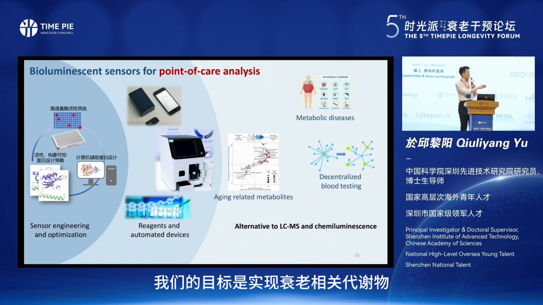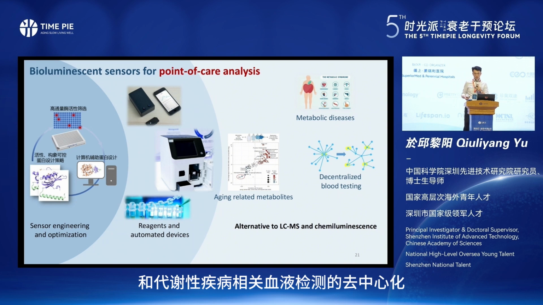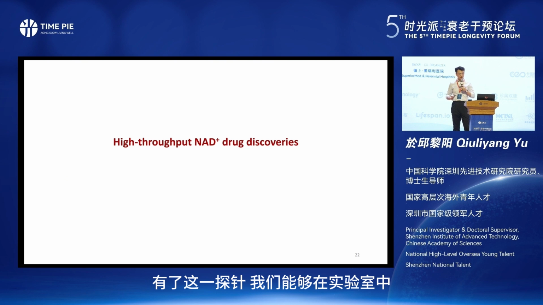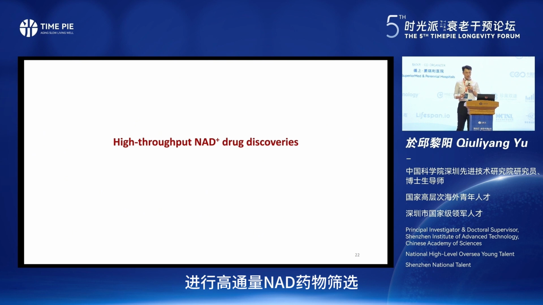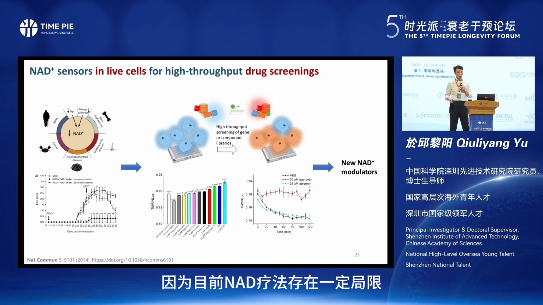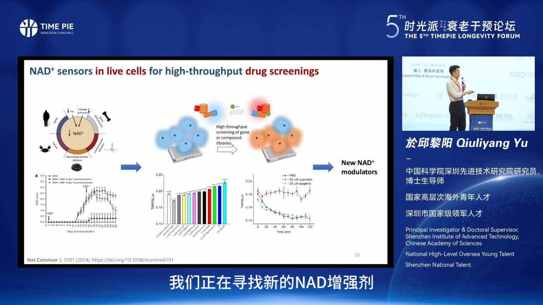And we really try to do this decentralized blood testing for aging-related metabolites and also metabolic diseases. Because with that we have the sensor in the labs, now we can do some high-throughput NAD drug discoveries, because we all know that the current solutions for NAD boosting are somewhat limited, for example, due to IP issues. So you can't really establish a very strong IP on molecules such as NMN or NR. So we're actually looking for these new NAD modulators.